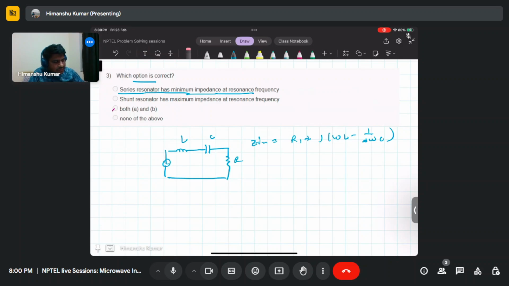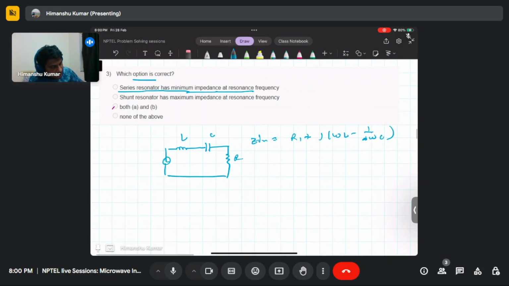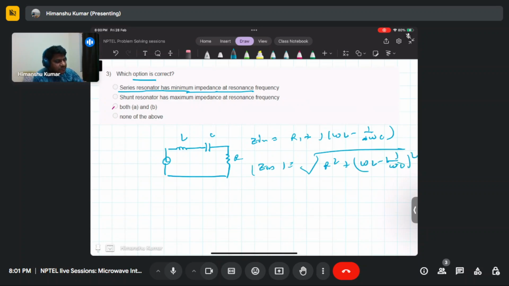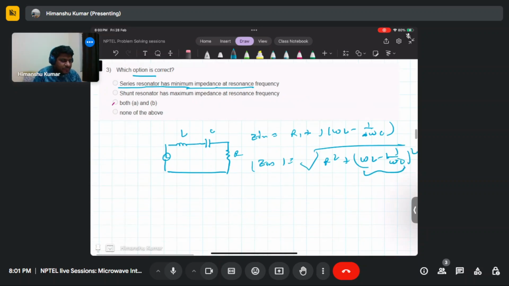If you calculate the magnitude of Z in, mod Z in equals the square root of R square plus (omega L minus 1 by omega C) whole square. At the resonance, this term is zero, so you will have the minimum resistance.